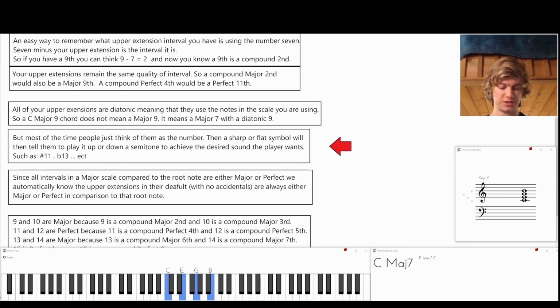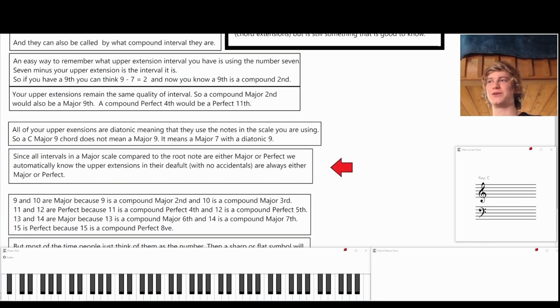But most of the time, people just think of them as the number. So like here we have a 9, then a sharp or flat symbol will tell them to play it up or down a semitone to achieve the desired sound the player wants. So we have that 9, we could do a flat 9, we could also do a sharp 9. So it's really good just to understand this so we can understand what's going on in terms of pitch here and in terms of function of these pitches. If you're a little bit confused right now, it's going to get cleared up in a little bit, so just follow along and things are going to start making more sense.